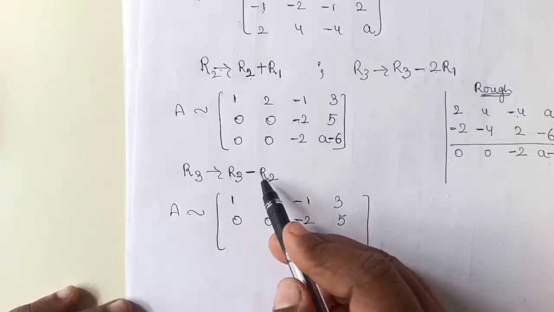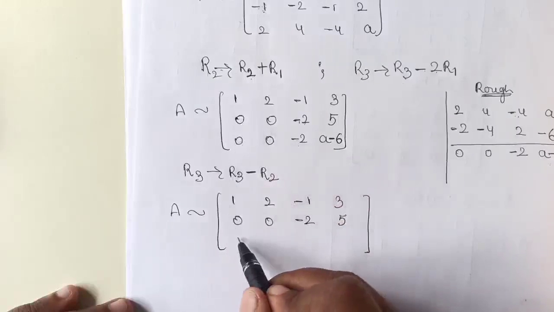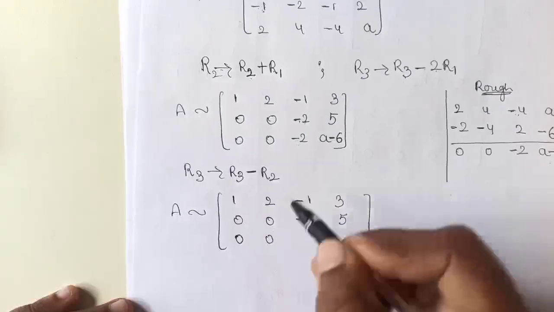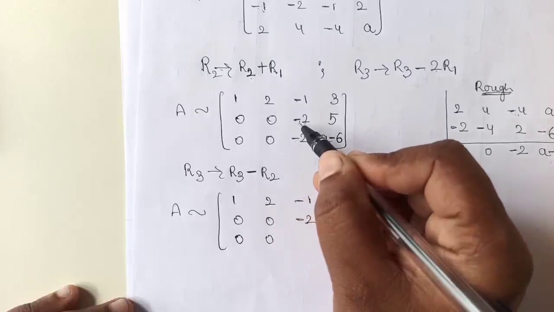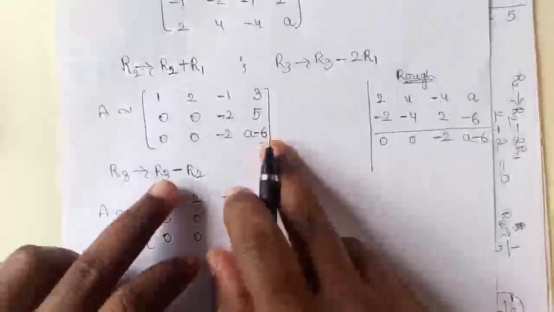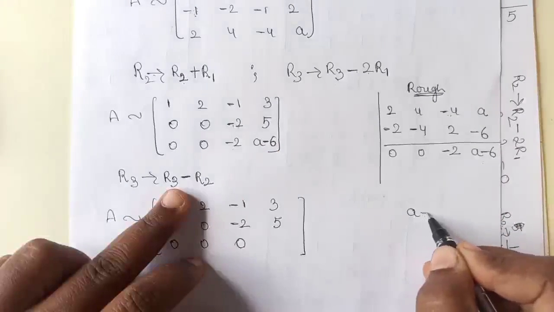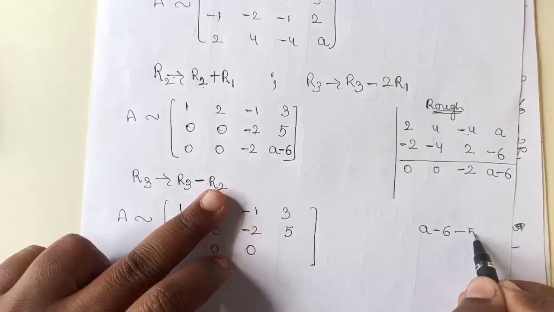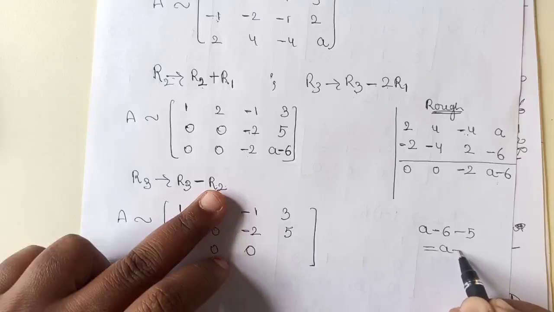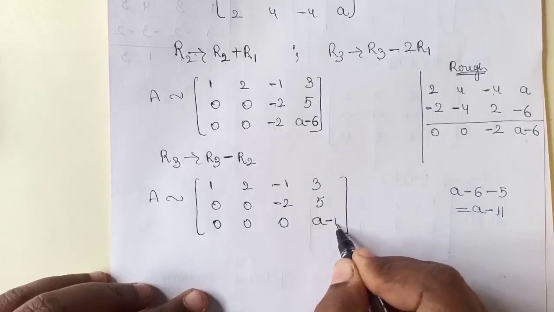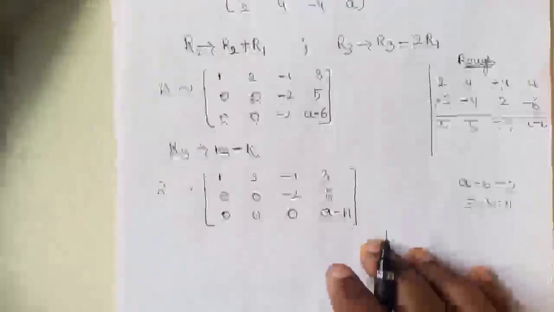Next, R3 minus R2. 0 minus 0 equals 0, 0 minus 0 equals 0. Minus 2, minus into minus plus 2, so minus 2 plus 2 equals 0. See here, a minus 6 minus R2, that is minus 5, equals, we get a minus 11, right? So this last entry is minus 11.